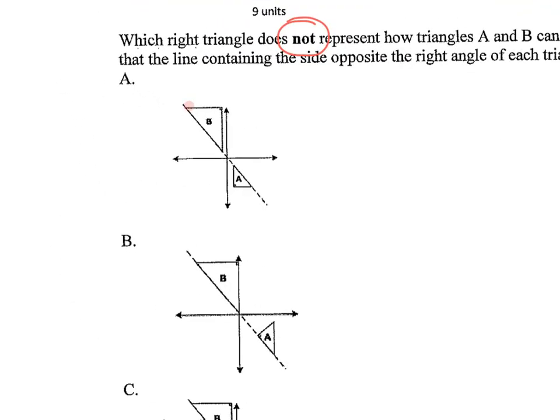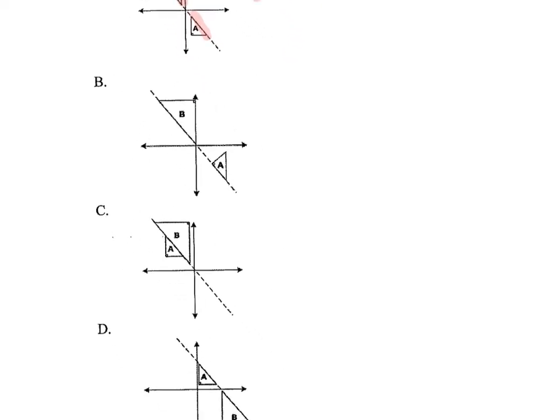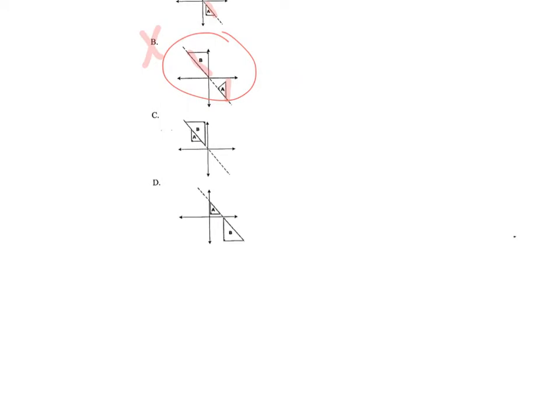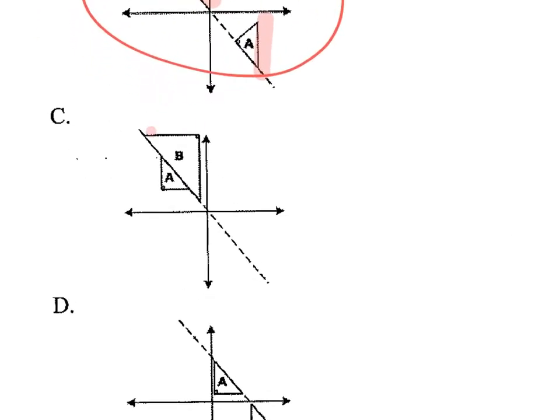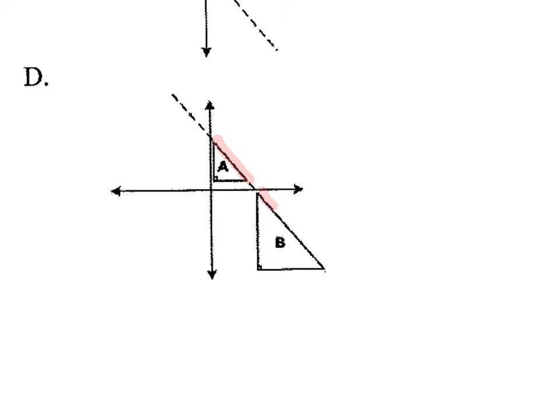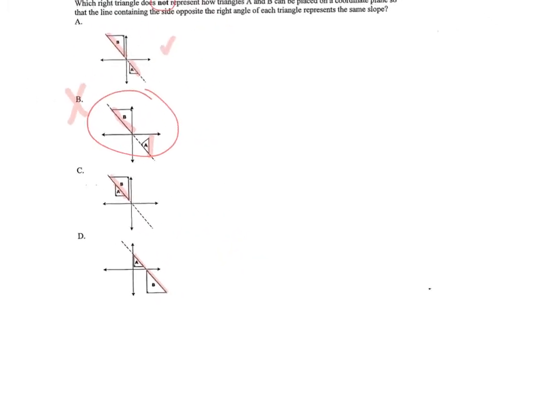So on A, slanted, that one works, so that's not going to be our answer. On B, there's my slanted side. There's my slanted side. Actually, that would be our answer. That one doesn't work, so that would be our answer. And just to double check, let's look at the other ones. I've got B, the slanted side is on the line, and A, the slanted side is on the same line, and D, our slanted sides are both laying on the same slope line, so those work.